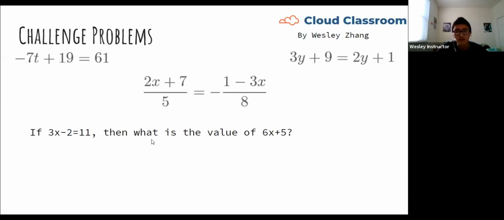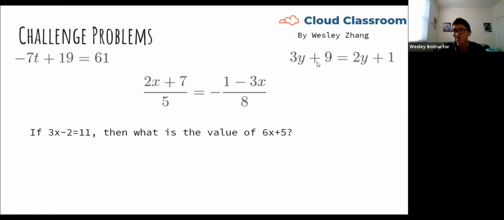Okay, I will go over the answers right now. Starting with the top left, negative 7t plus 19 equals 61. First you want to subtract 19 from each side. So 61 minus 19 is 42. Now you have negative 7t equals 42, and you divide by negative 7 on both sides. So you get t equals negative 6. The answer is negative 6.